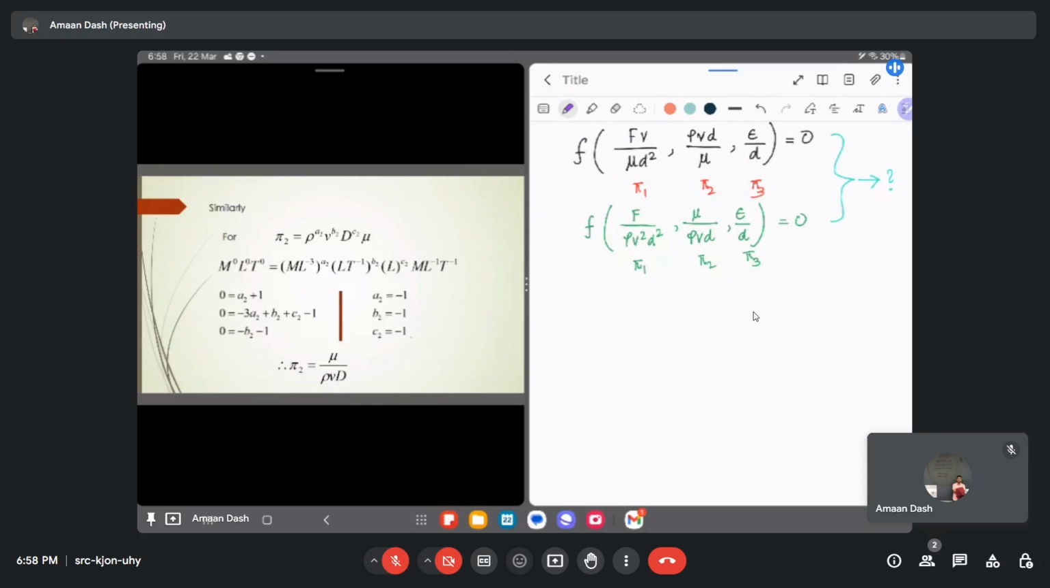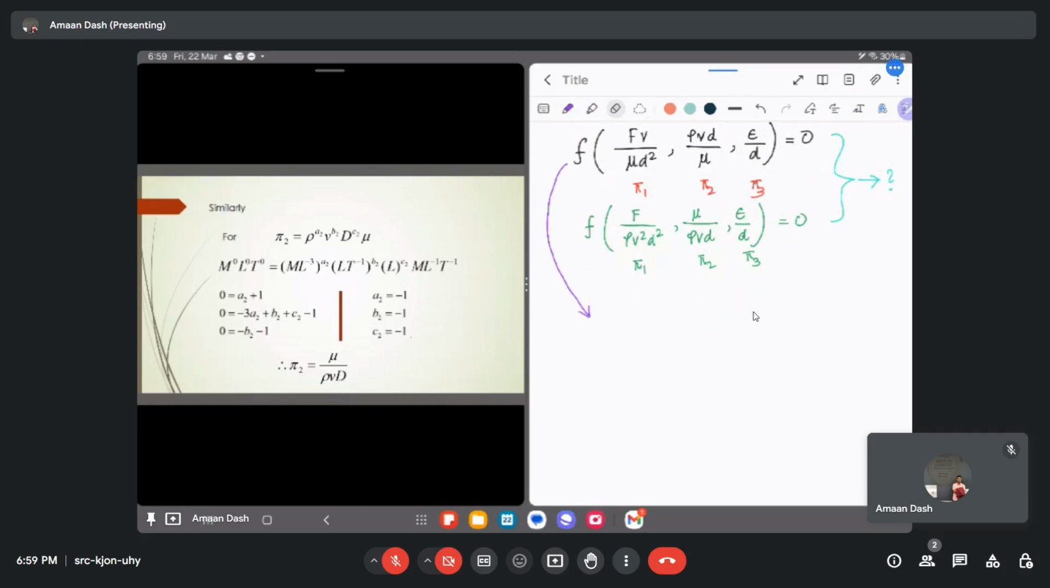Okay. Now you see, this is a functional relationship, right? What do you mean by functional relationship? This dimensionless term is actually, in some expression, we will be getting some constant to the power this, to the power this. Like we have f v by mu d square to the power of some function is equal to some constant times rho v d something to the power of something we will be getting. Okay.